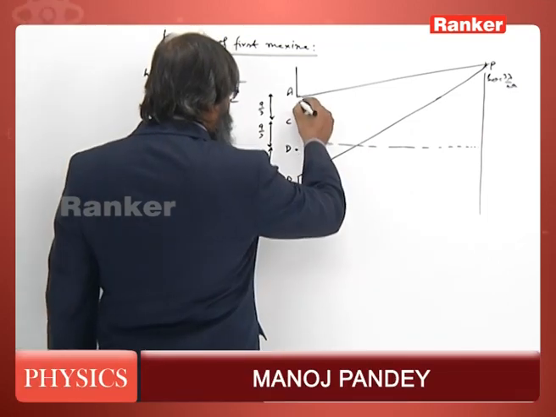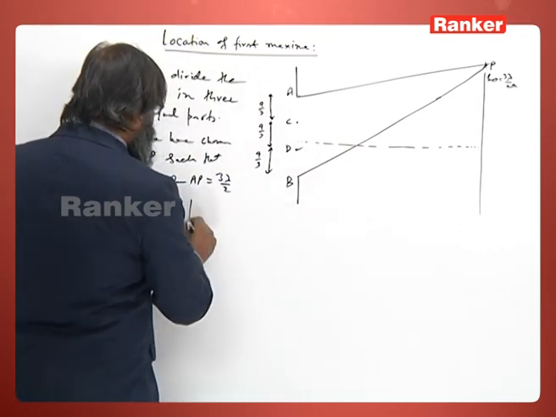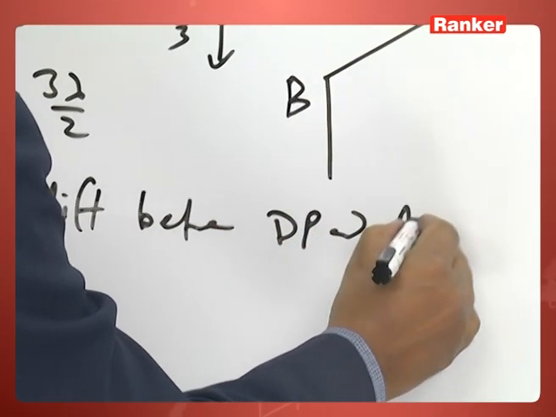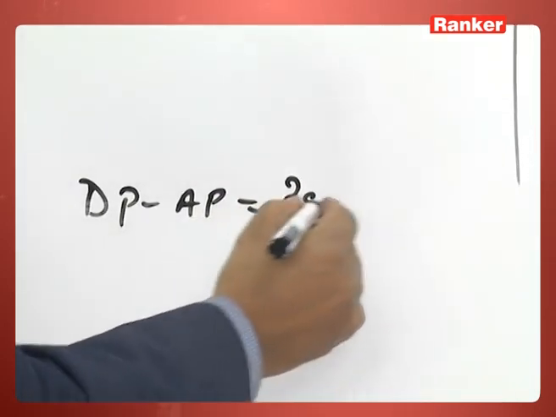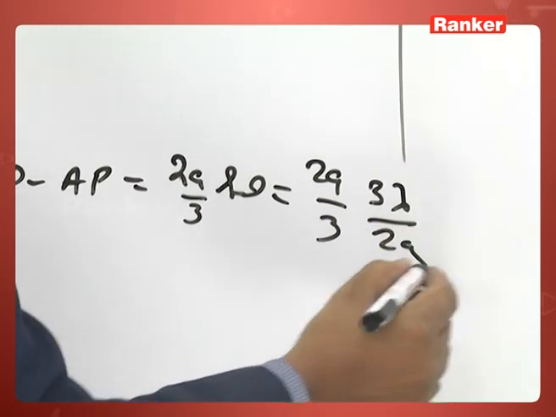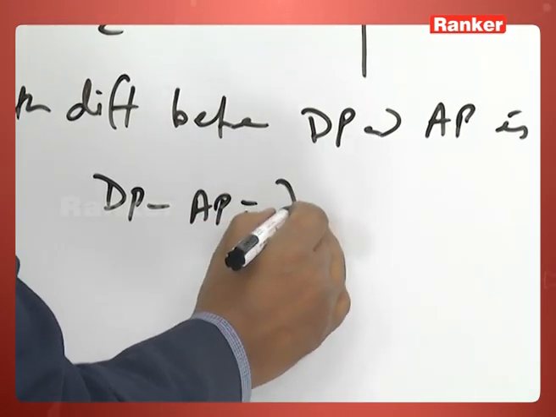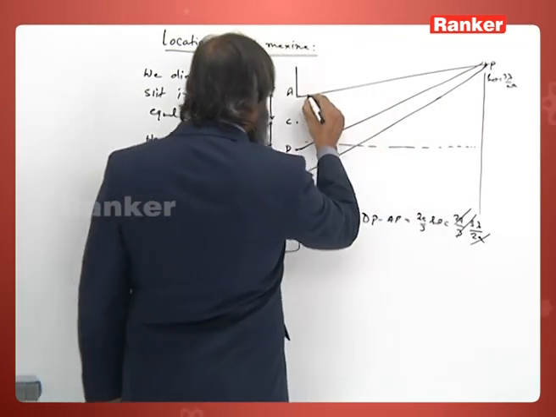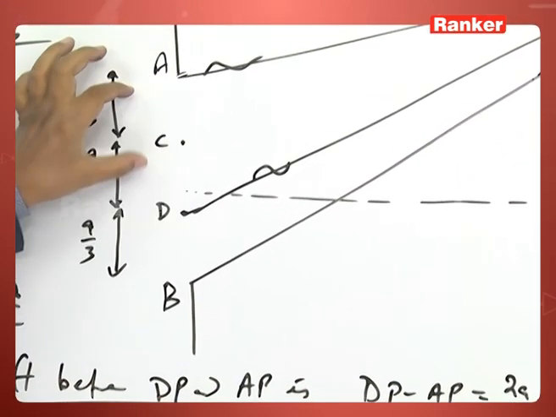So if I take A and D, the path difference between DP and AP, DP minus AP, is 2a by 3 sine theta. Already that is 2a by 3 into 3 lambda by 2a. 2a cancels, so this is lambda. So we got DP minus AP is equal to lambda. So this reduces to my previous case. Suppose I have the path difference between two waves as lambda, and now you see this is one third. So this C is the midpoint of AD.